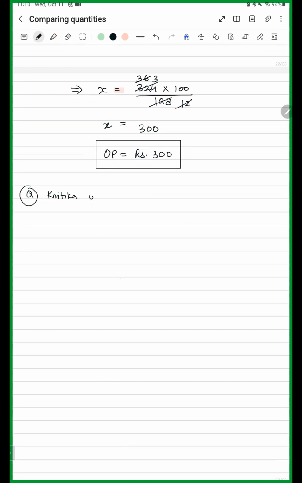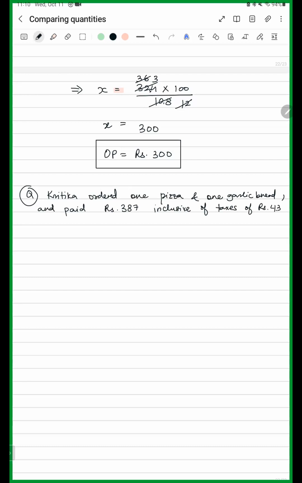Kritika ordered one pizza and one garlic bread and paid rupees 387 inclusive of taxes of rupees 43. Find the tax percent.